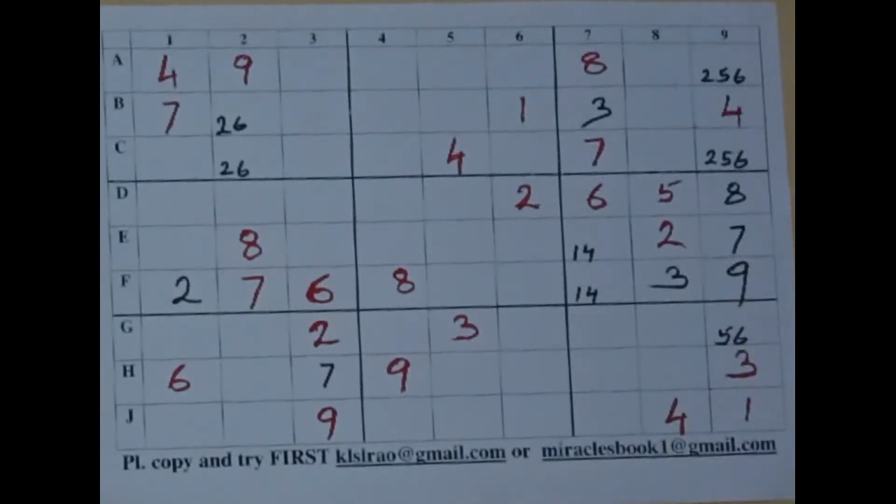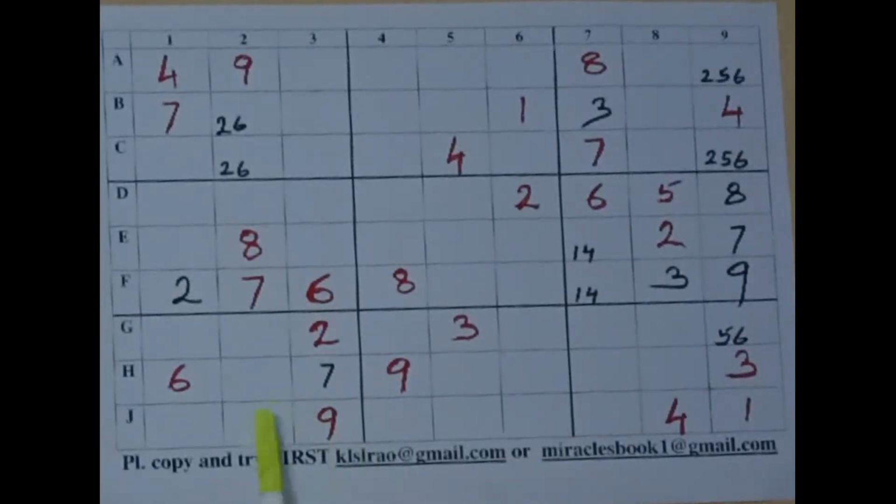Okay. And now, let us look at this column. We have 3 vacancies here. That is for what numbers? Therefore, 2, 5 and 9.